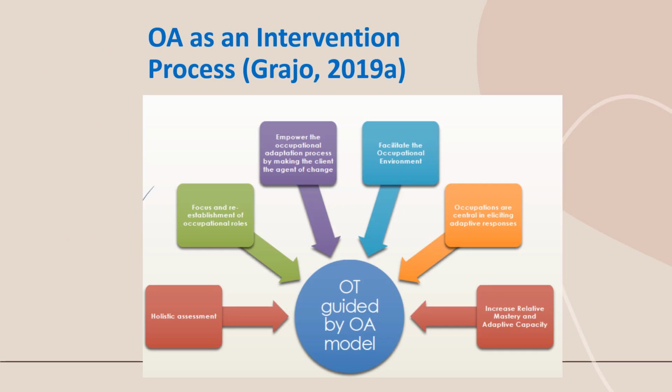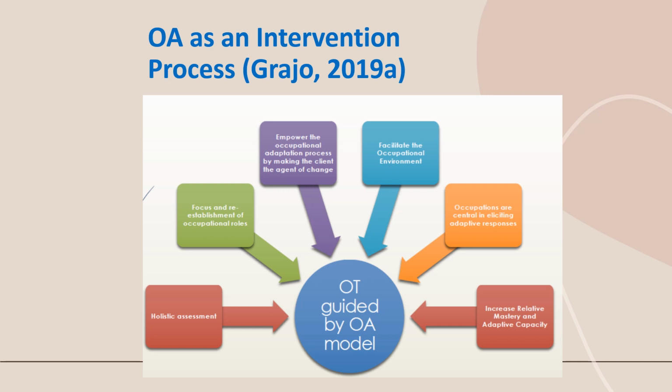So here we go. OT is an intervention. These are the things that we need to remember about how OT is guided by the OA model. So we know we've done a holistic assessment, which we did. We looked at Luke, and then we focus on reestablishment of occupational roles.